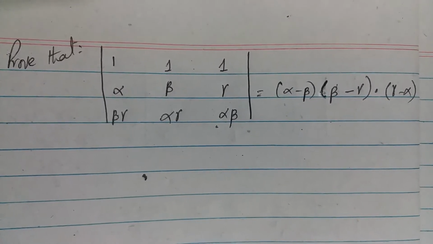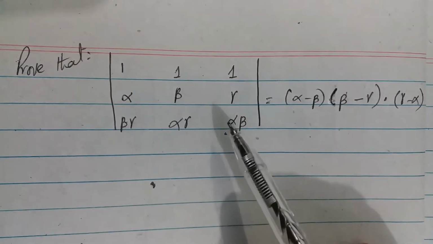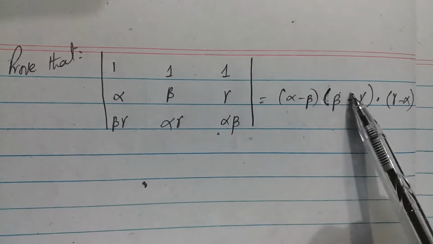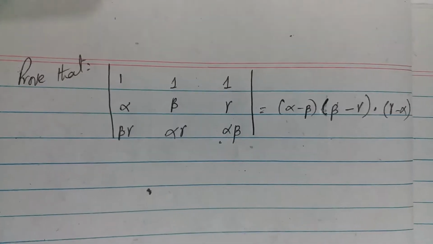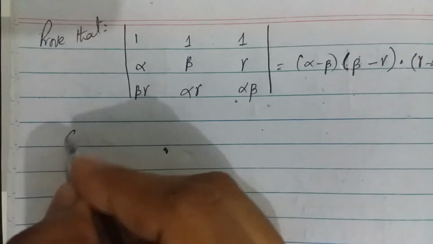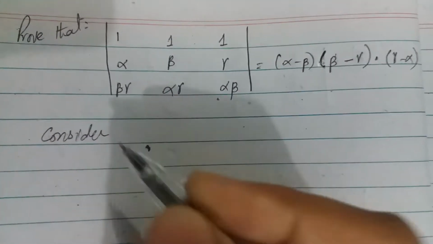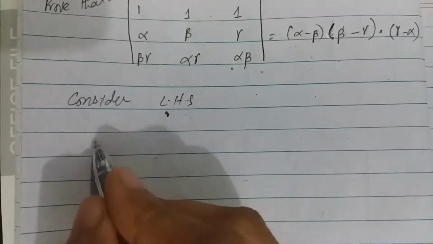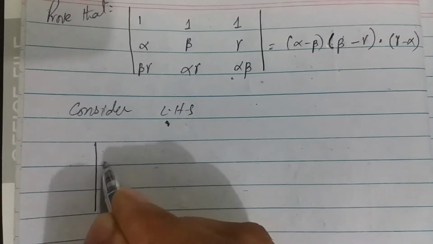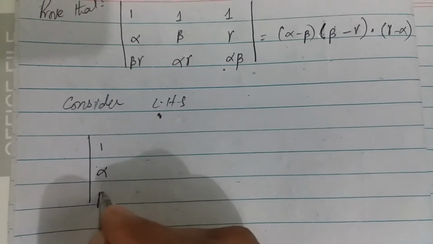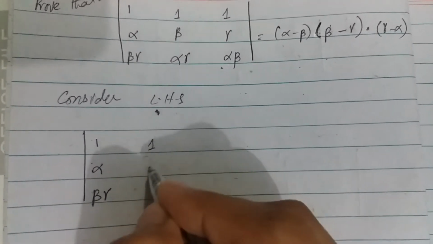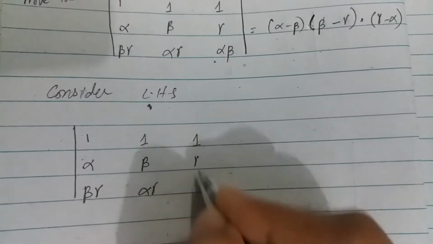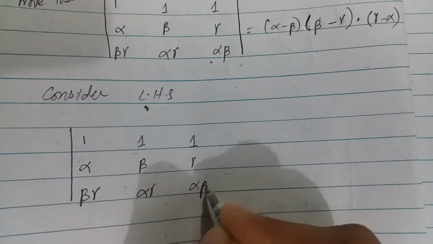Again in this video lecture students we have a question, and this time you have to verify that the answer of this determinant is equal to this one. Without wasting time, we consider the left hand side in matrix form, that is 1 alpha beta gamma, 1 beta alpha gamma, 1 gamma, and then alpha beta.